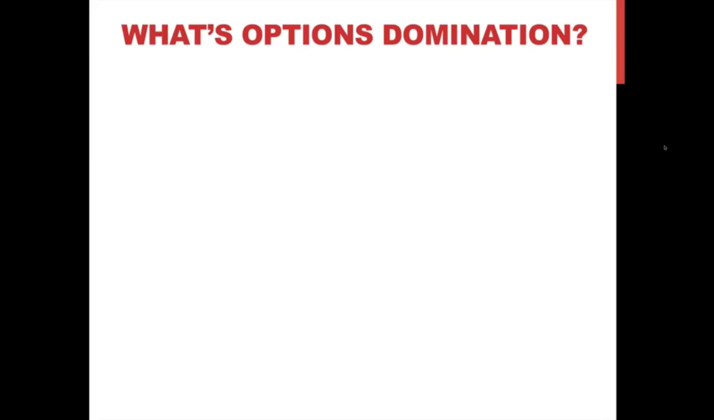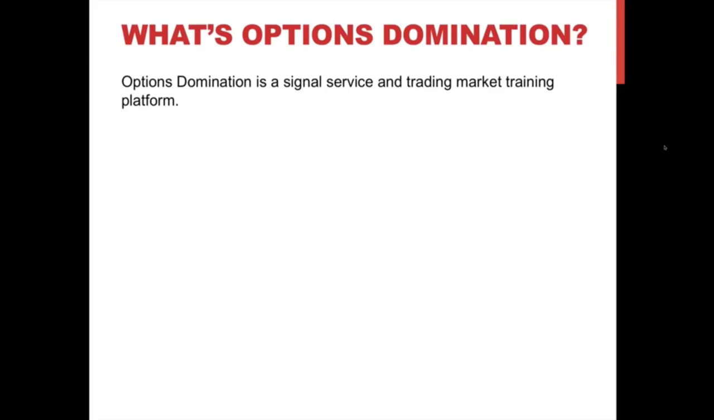However, due to you being some of the first people to get in on this, we're offering it to you for free. Once Options Domination launches, there will be other stipulations in place for people to get access to this. The reason we can do this is because our signals flat out win. We have a 75 to 80% winning ratio. We've never had anything less than 70% wins in a month. That is huge for a signal service. But what is Options Domination? Pretty much, Options Domination is going to be a signal service and trading market training platform.